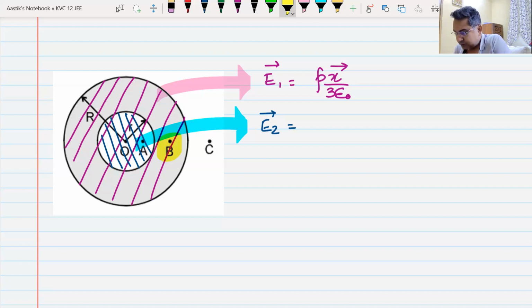Rho x vector by 3 epsilon naught. That is for inside the sphere. Yeah, this point is outside the sphere for this blue gentleman. Point B is outside. For this pink gentleman, the entire pink gentleman, it is inside. Therefore, the formula remains like that.